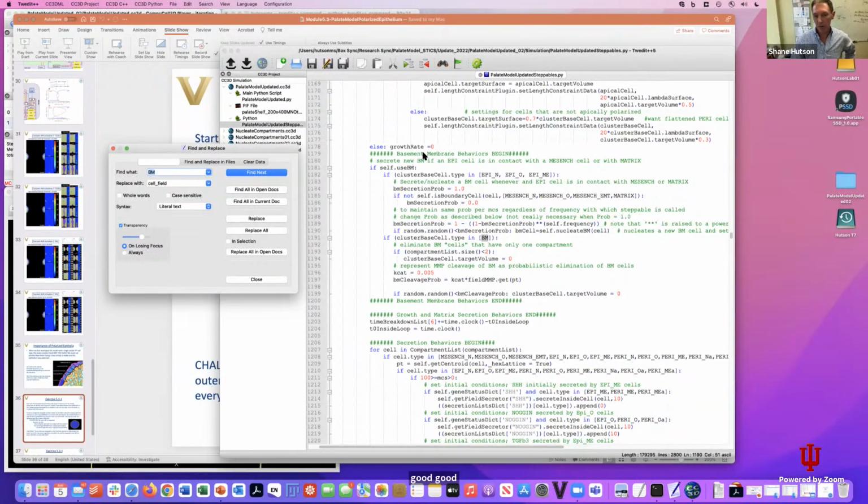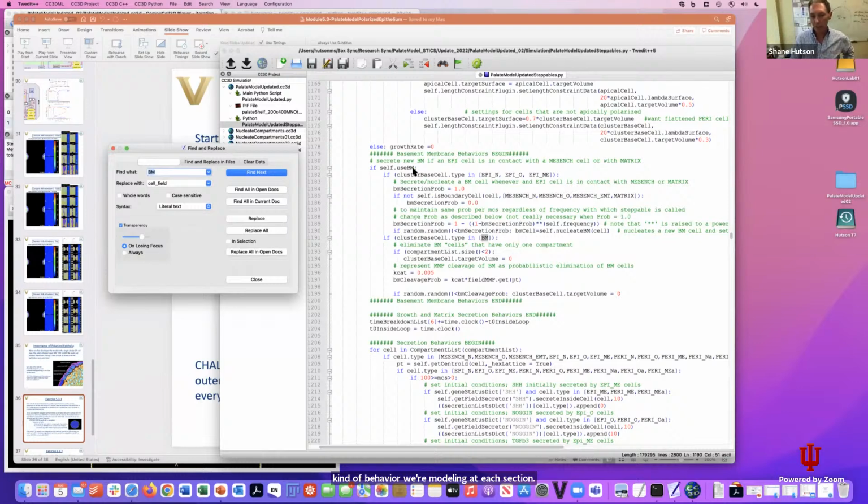So I'm going to go through this little basement membrane behavior. Let me just explain where this is. Within the steppables file, there are multiple different steppables that get defined. There's one main one that's the palette model behaviors, and it does this every 10 or 100 Monte Carlo steps, however you decide to choose. I've broken this up and labeled it in terms of what kind of behavior we're modeling at each section. This is the basement membrane behaviors here.